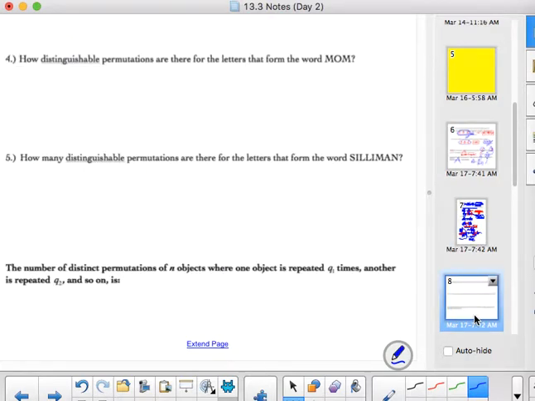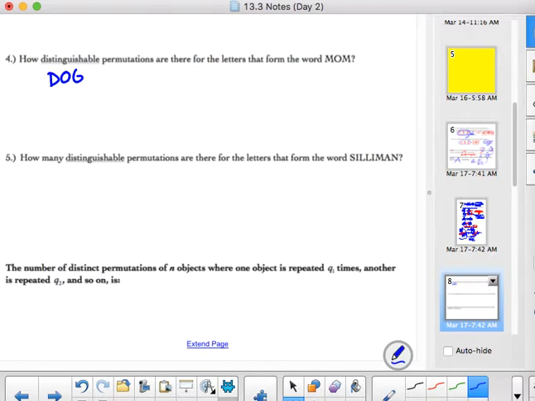So this question number 4 is kind of a piggyback off the problems that we did yesterday. How many distinguishable permutations are there for the letters that form the word mom? And so yesterday we did some problems where, I forget the exact problems, but they were of this nature of, how many permutations were there for the word, I don't know, something simple like dog, let's say.